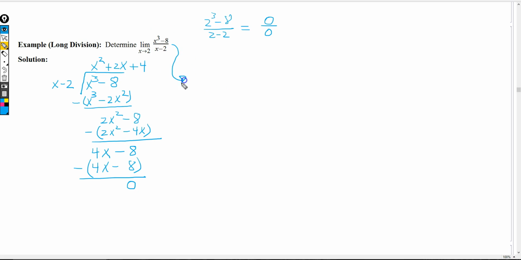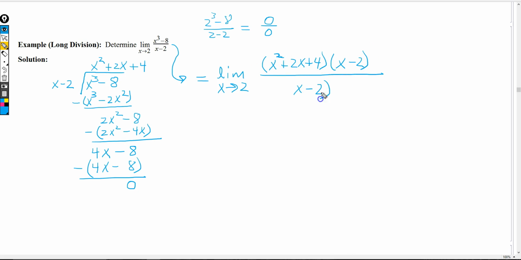So this limit is going to equal the limit as x approaches 2. And you notice those x minus 2's cancel now, and that was what was giving us trouble before. And now what we can do, so this is, let's rewrite it out.